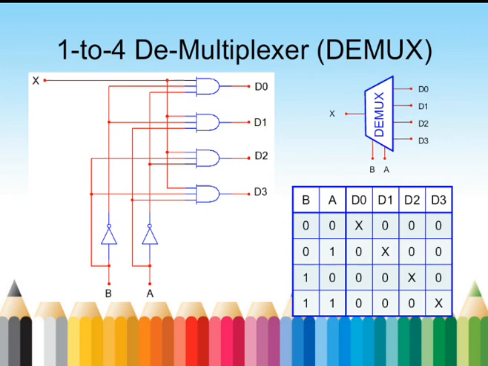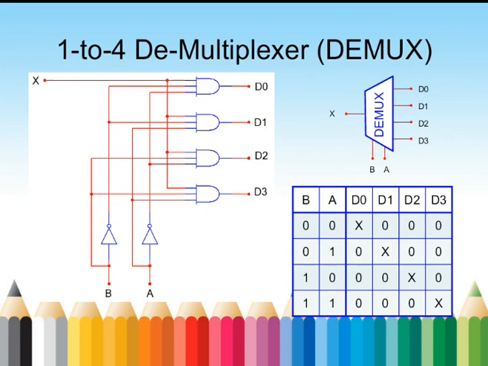We may express the same in a logic diagram. To get the output D0, the first AND gate has the inputs X, A prime, B prime. To get output D1, the second AND gate has the inputs X, A, B prime. To get output D2, the third AND gate has the inputs X, A prime, B. Similarly, to get output D3, the fourth AND gate has the inputs X, A and B. This is the 1 to 4 demultiplexer.